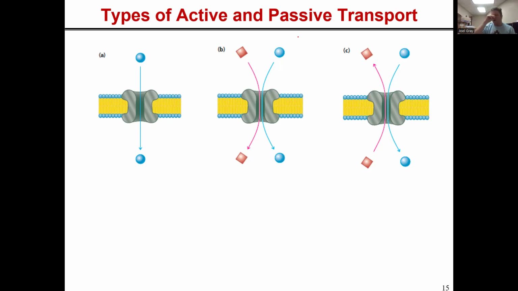Then our model on the far right, we have a blue ball and a red square. The blue ball is moving in one direction from the top to the bottom, and then the red square is moving from the bottom to the top. This is what's known as an antiport. So we have a uniport, a symport, and an antiport.